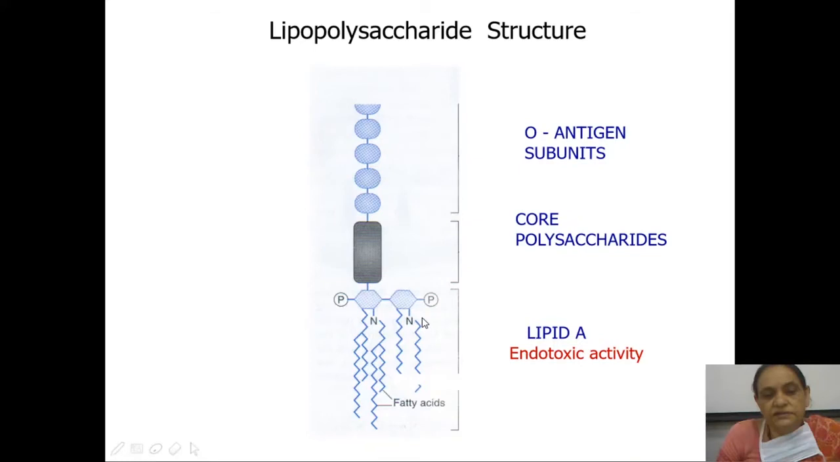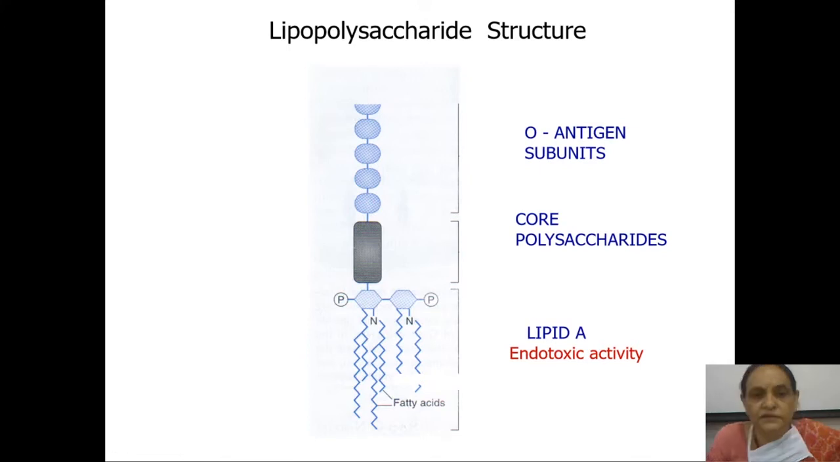And then there are O subunits. These give the specificity to the bacteria. So these come in contact with the human body and are responsible for generating a specific antibody response, while the core will generate a response which will be cross-reactive across all bacteria of a particular family. I think you get it. So let's again look at this.